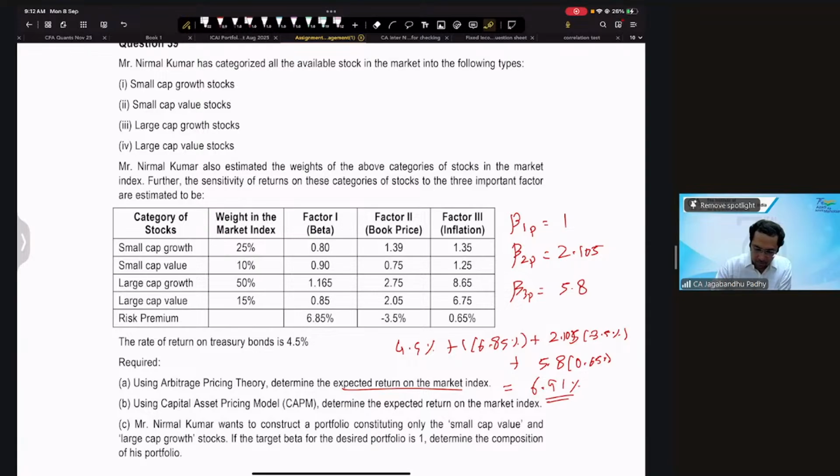Then they're asking if it is to be CAPM. CAPM, we can simply obtain it by taking only the factor 1 beta, which is the beta being taken. So that will be just this portion.